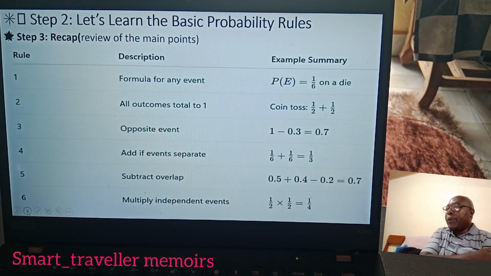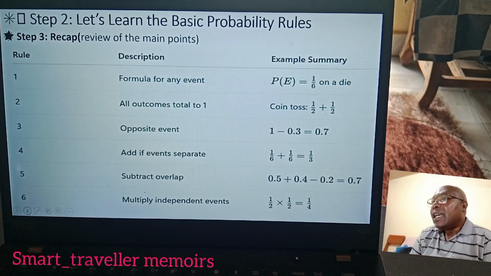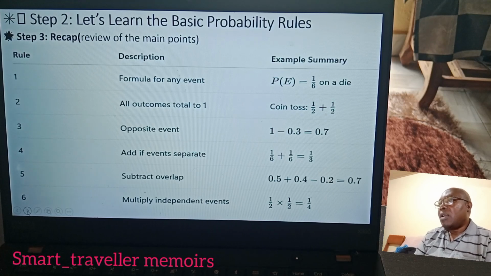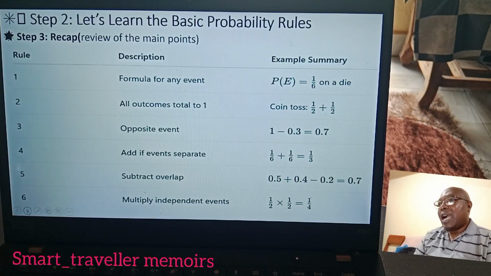Rule 3, opposite event or complement. The answer you get is you subtract the probability you have been given from 1, because the maximum probability is 1. So 1 minus 0.3, which is 0.7. Rule number 4, you add if events are separate.